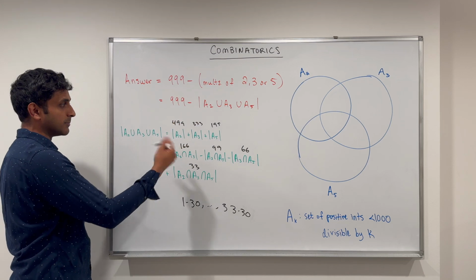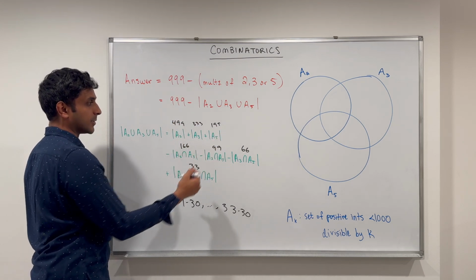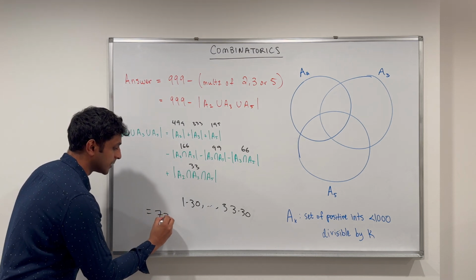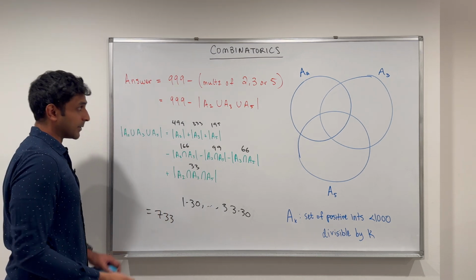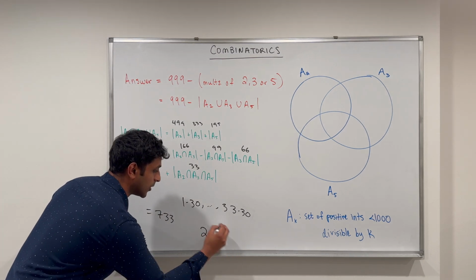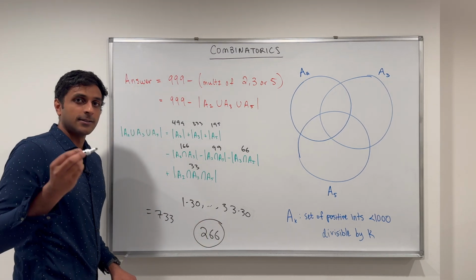And if you do all this, you add these 3 numbers, subtract these 3 numbers, and then add that number, you get 733. But we need to do 999 minus that, so the answer to the question is 266. Next.